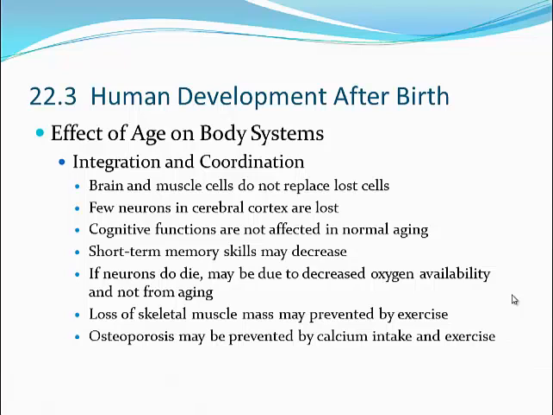The systems responsible for integration and coordination are also affected by age. Your brain and muscle cells do not replace lost cells, and neurons in the cerebral cortex are lost. Generally, cognitive functions are not affected in normal aging. Short-term memory skills may decrease. If the neurons do die, it may be due to decreased oxygen availability and not from aging.